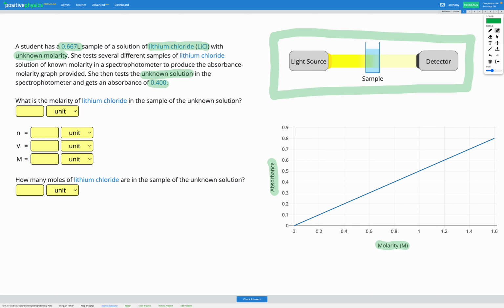So that's why if we look at our graph down here, as the molarity or concentration of the solution increases, the absorbance also increases. So we're going to be using this graph to figure out the molarity of our solution.